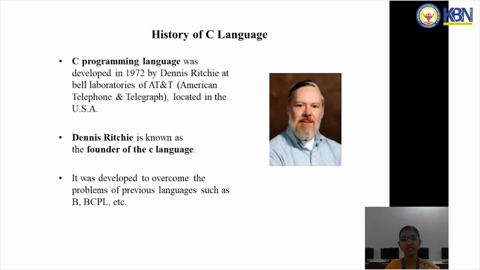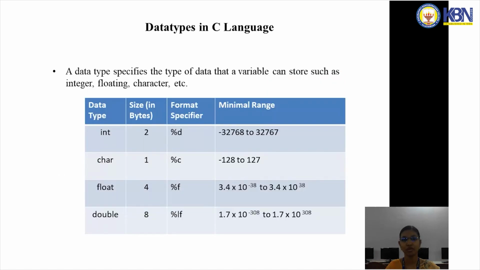Now, history of C language. C programming language was developed in 1972 by Dennis Ritchie at Bell Laboratories of AT&T. AT&T stands for American Telephone and Telegraph, and it was located in the USA. Dennis Ritchie is known as the founder of the C language. It was developed to overcome the problems of previous languages. And what are the previous languages? B and BCPL.